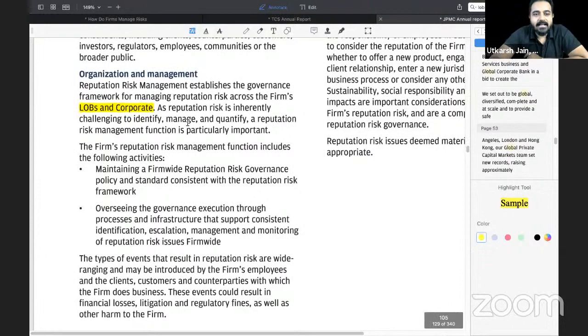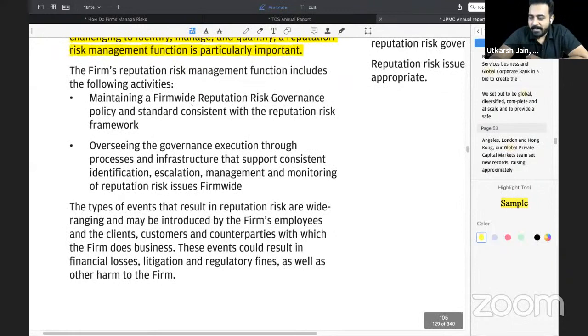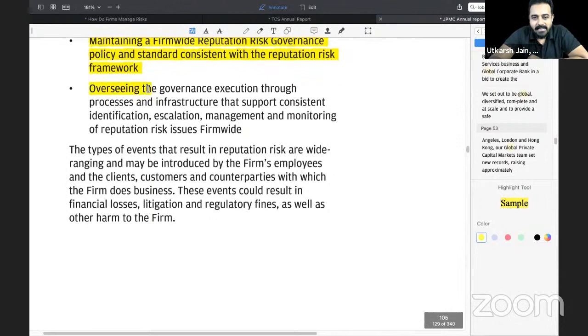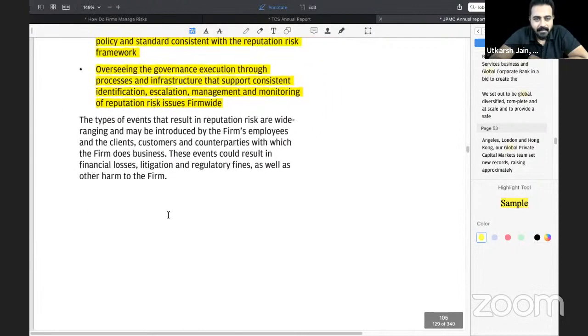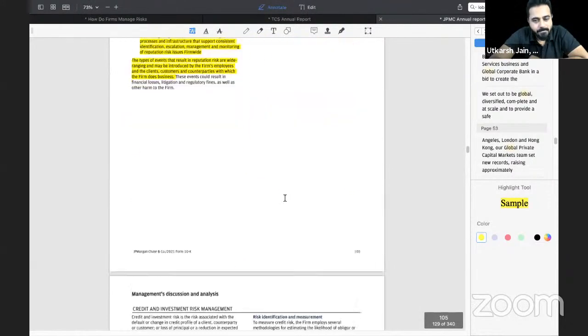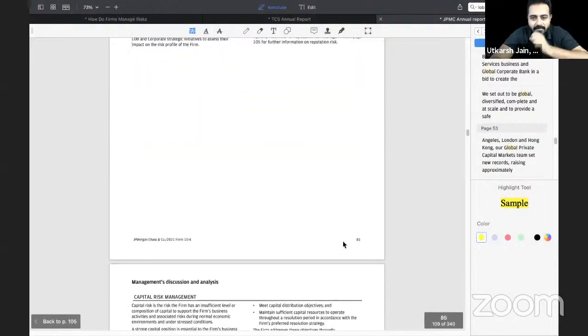As reputation risk is inherently challenging to identify, manage, and quantify, a reputation risk management function is particularly important. The firm's reputation risk management function includes the following activities: maintaining governance policy and standard, overseeing governance execution through process infrastructure that supports and so on. The type of events that result in reputation risk are wide ranging and may be introduced by firms, employees, clients, customers. These events could result in financial losses, litigations, and so on. All right, so that was your reputation risk. Difficult to manage. So I give them that.